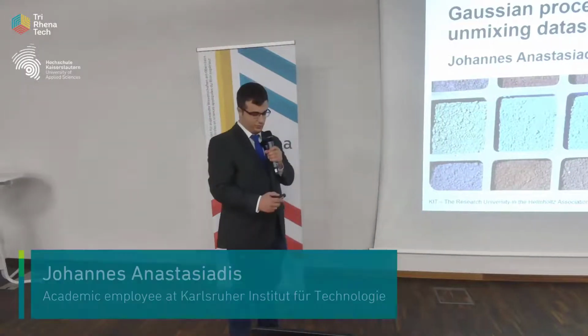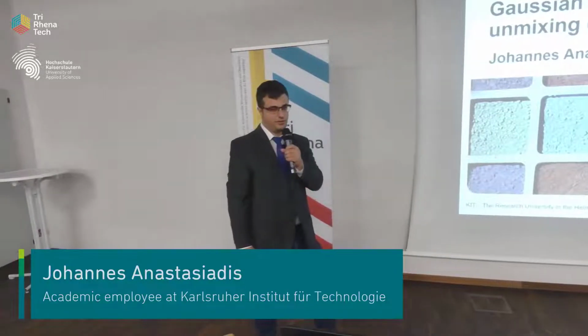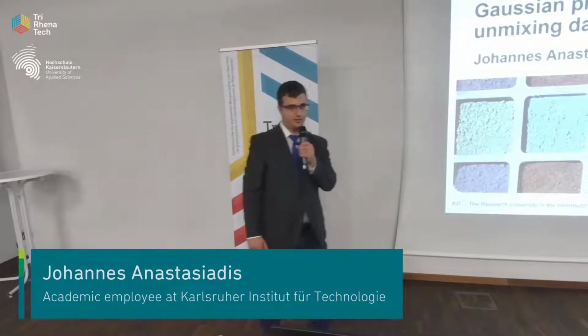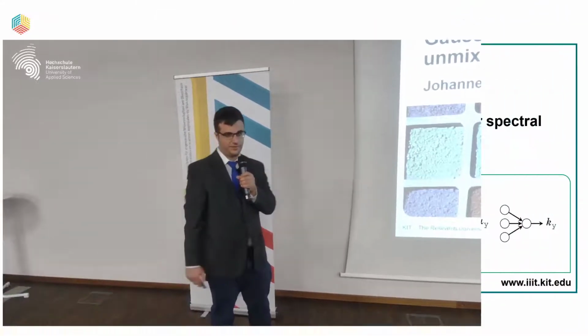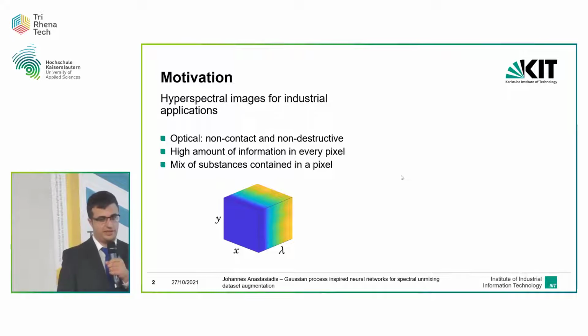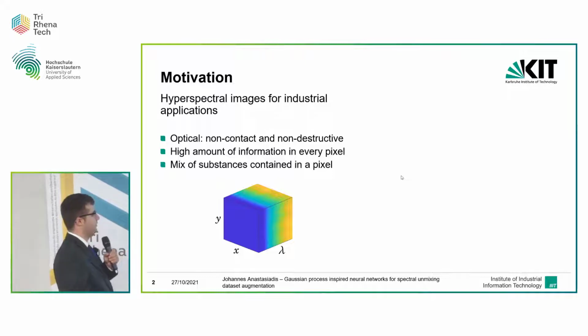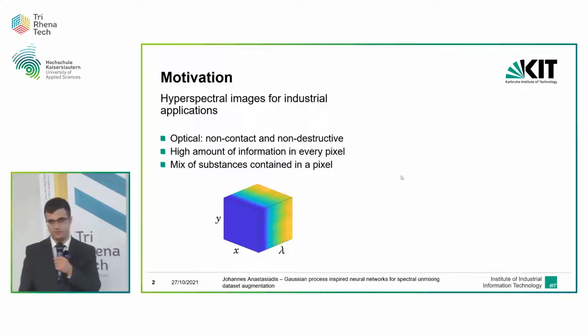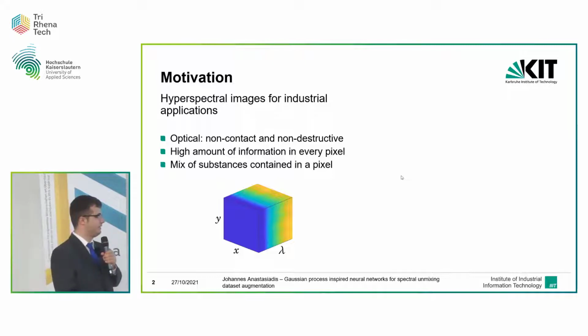As already said, I'm going to present you our approach where we use Gaussian processes and neural networks to augment spectral datasets. Hyperspectral images are more and more used in industrial applications because they are non-contact and non-destructive. Because in each pixel they contain a whole spectrum and not only RGB data, they have a high amount of information. Often it is the case that there are several substances in one pixel, so spectral unmixing needs to be performed.